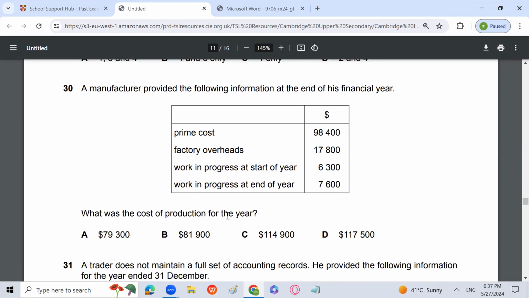What is the cost of production? Very easy. Prime cost plus factory overheads plus work in progress opening less work in progress closing. You will get the answer of cost of production.